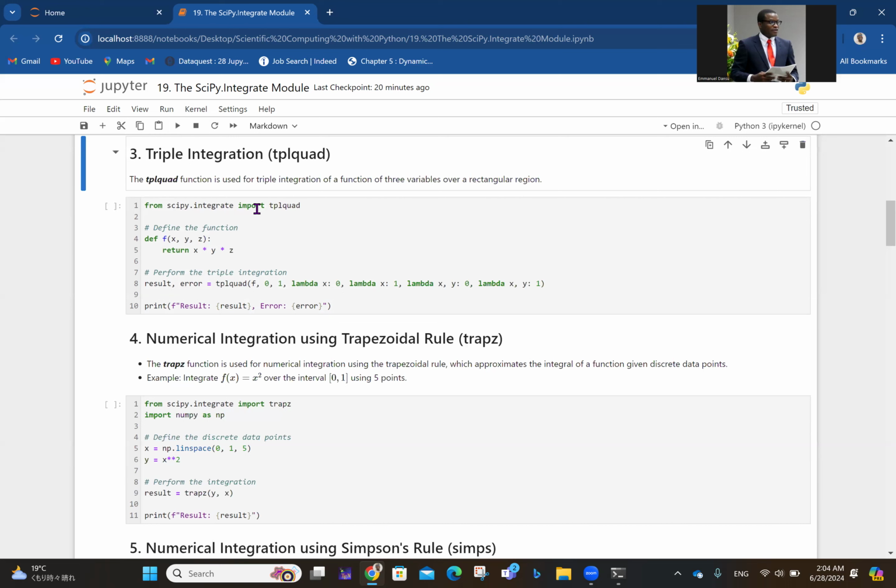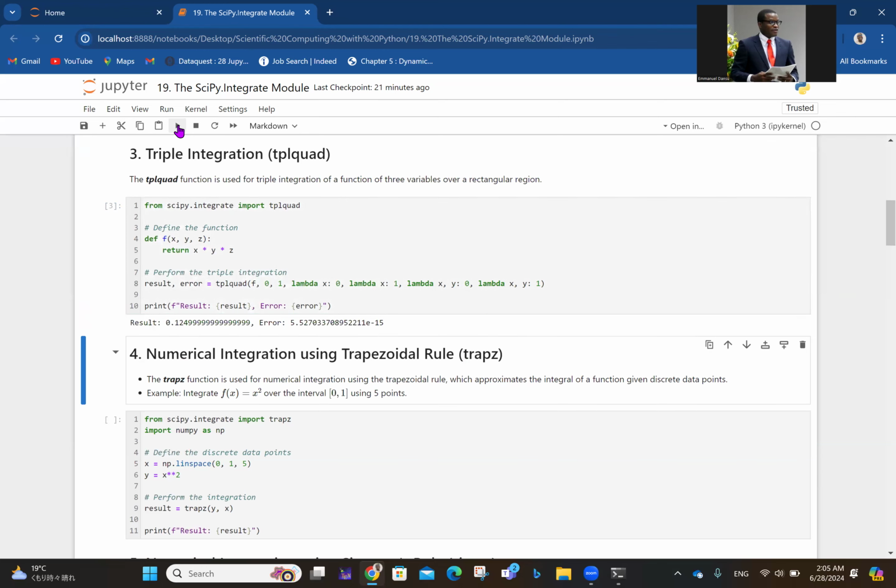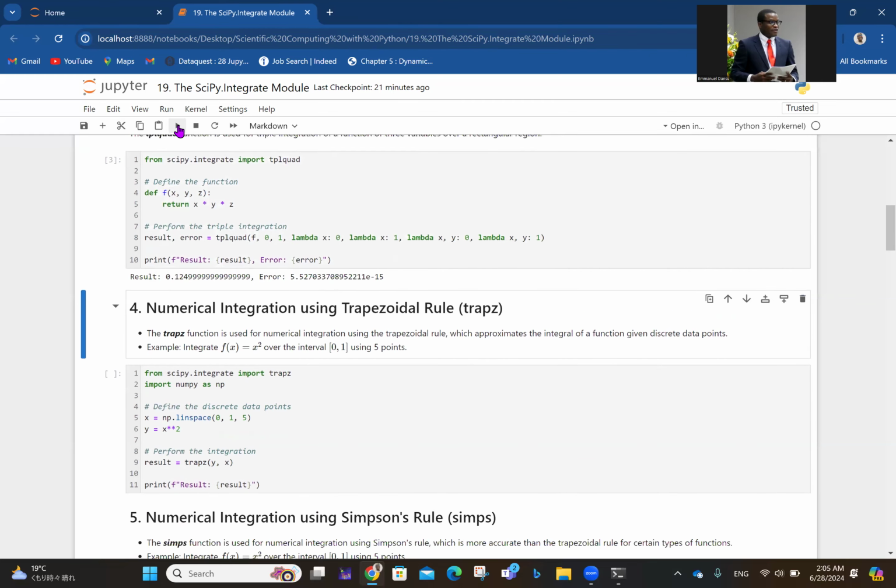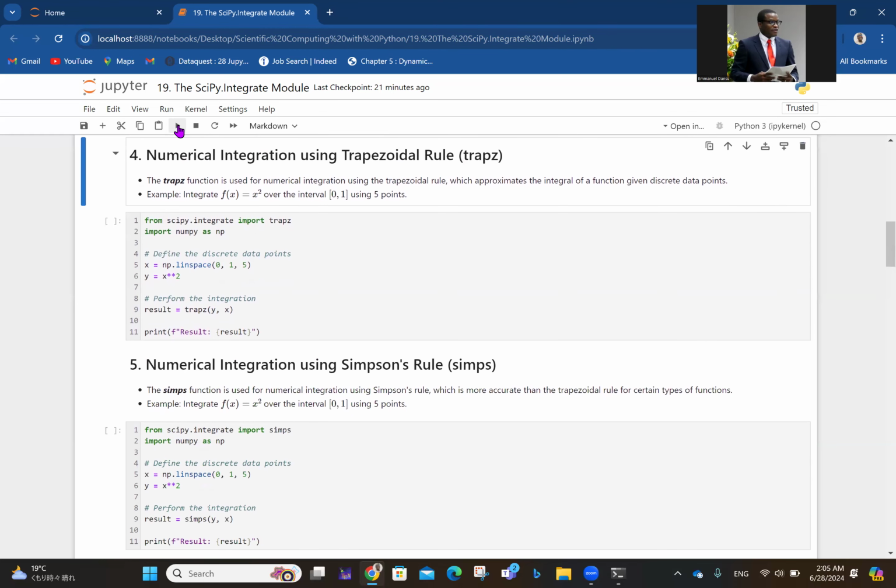So you have defined the function in line 4 and 5. You have x times y times z. Then perform the triple integration, so you get the result and the error. So tplquad f from 0 to 1. Here we are assuming that everything is from 0 to 1. So you have lambda x 0, lambda x 1, lambda xy 0, lambda xy 1, so it's like for both x and y. You have the whole thing from 0 to 1 all the way, and then you run that and you get that result.